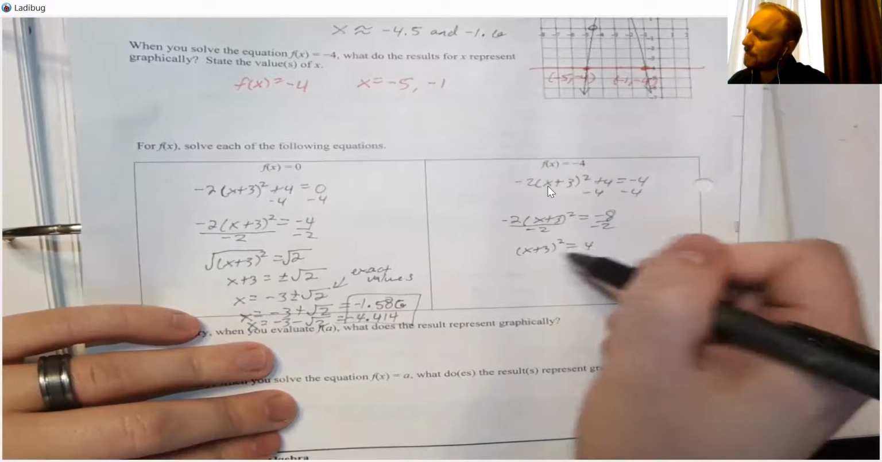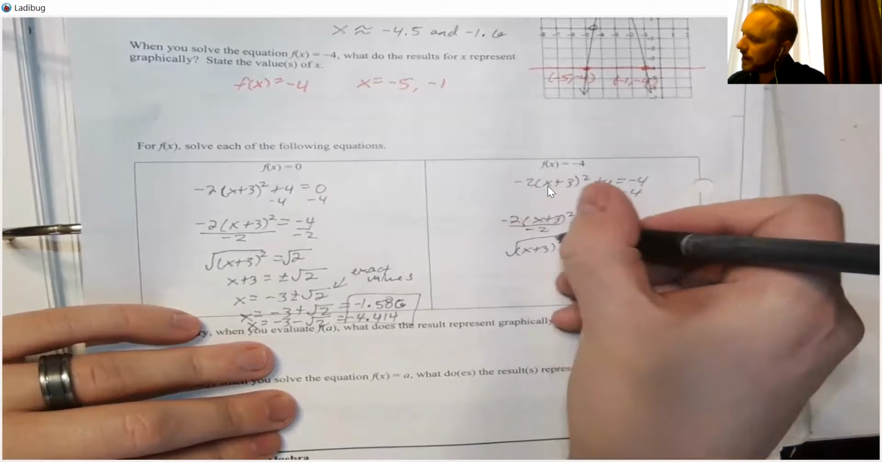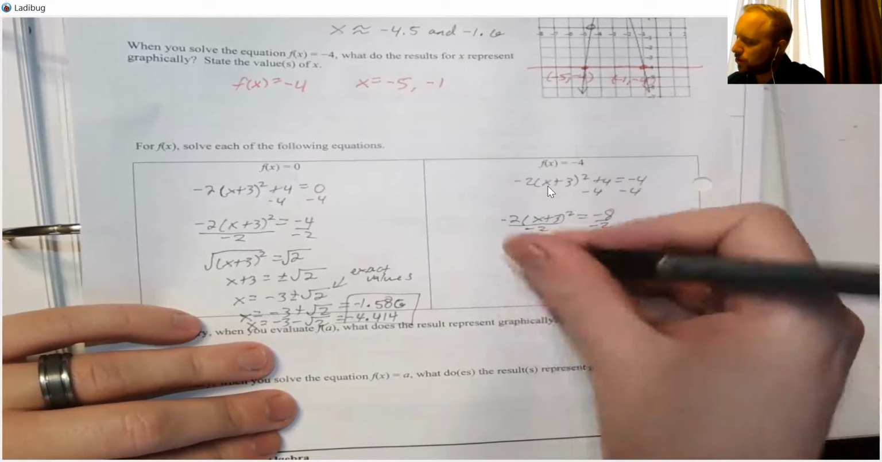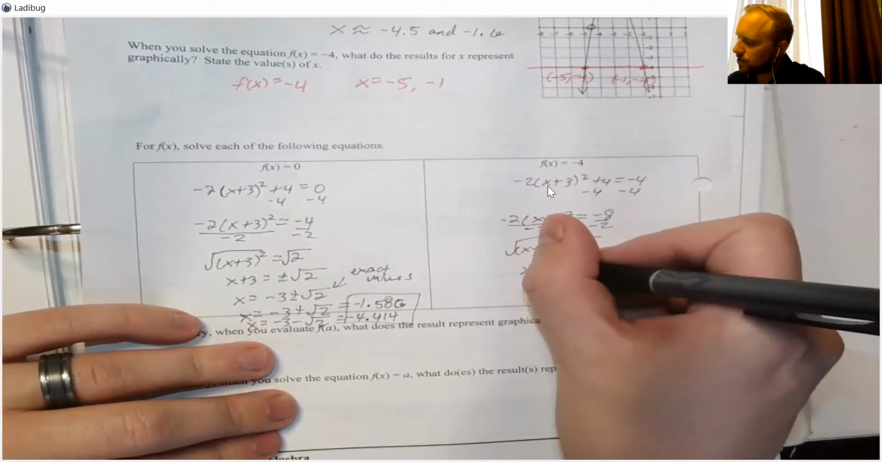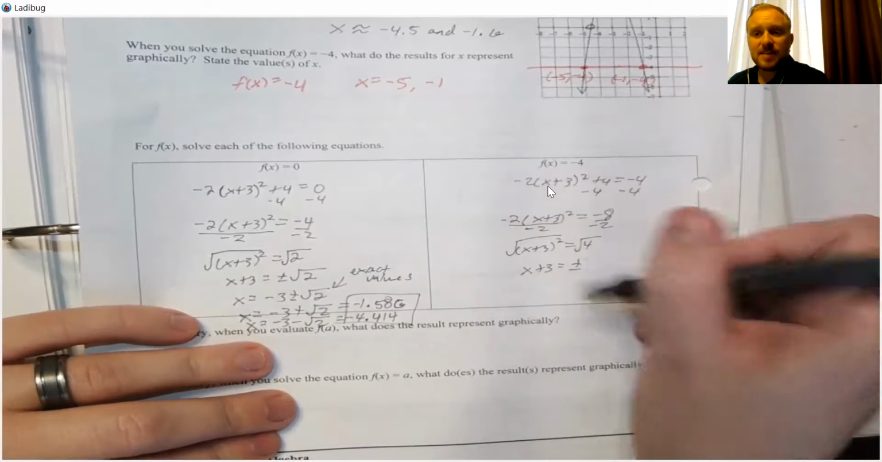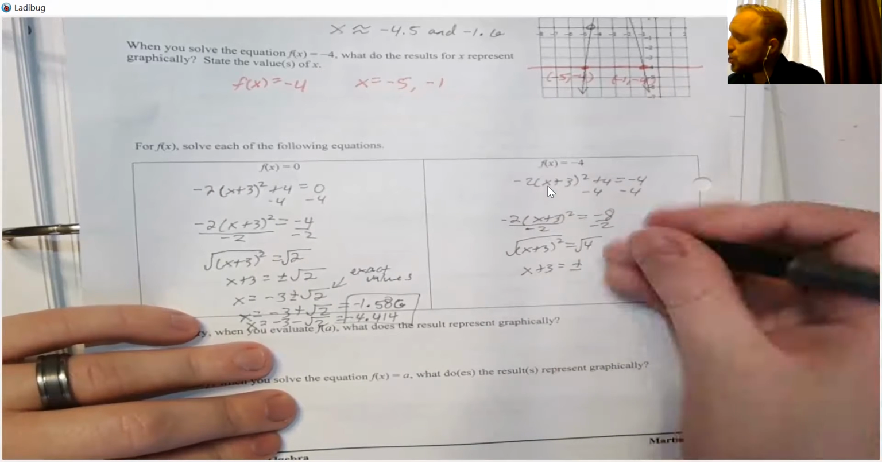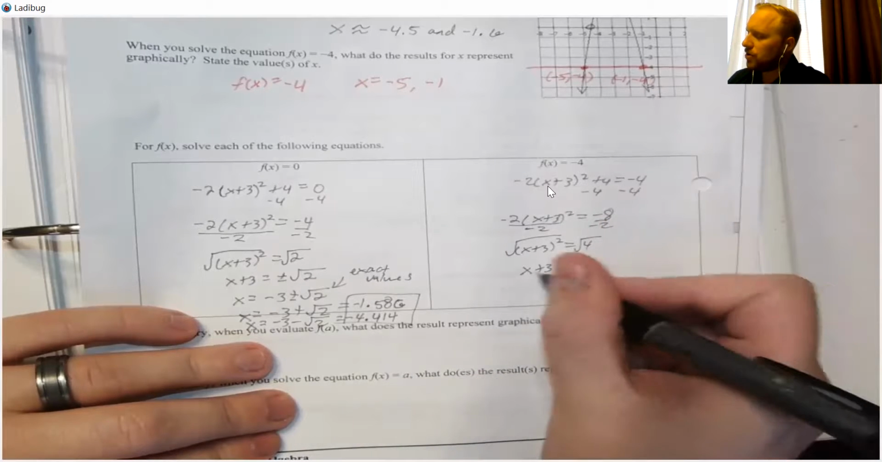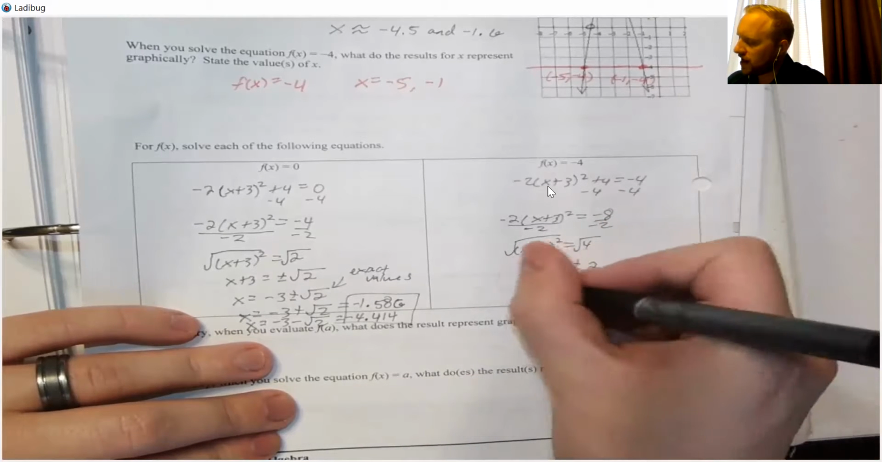Then I'm going to do the opposite of squaring. I'm going to square root. And remember, whenever we square root both sides, we always put a plus or minus. So this is plus or minus. To save a step here, square root of 4 is 2. And then we're going to do the opposite of adding 3. We're going to subtract 3.